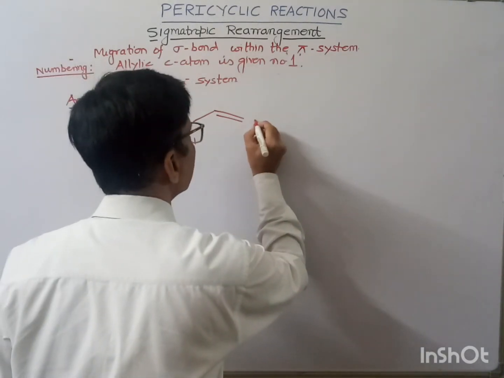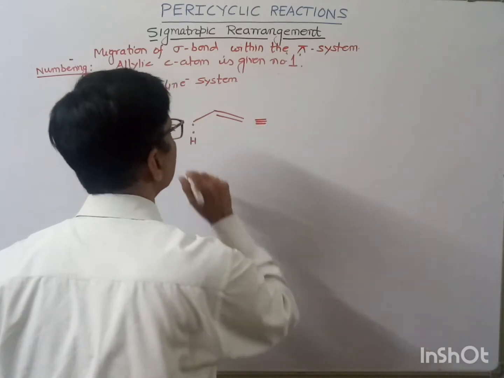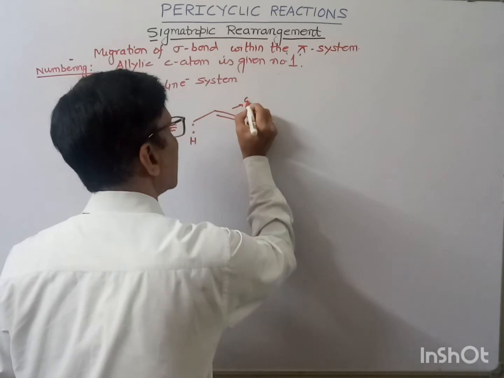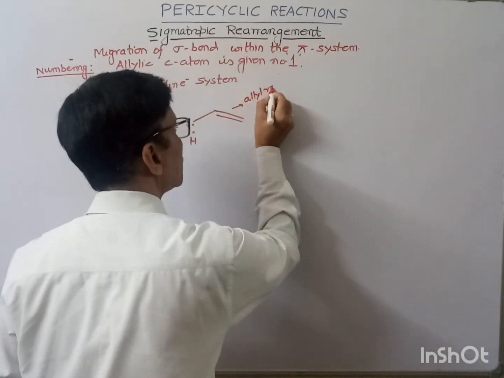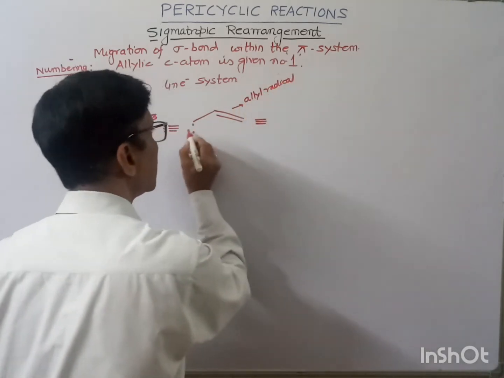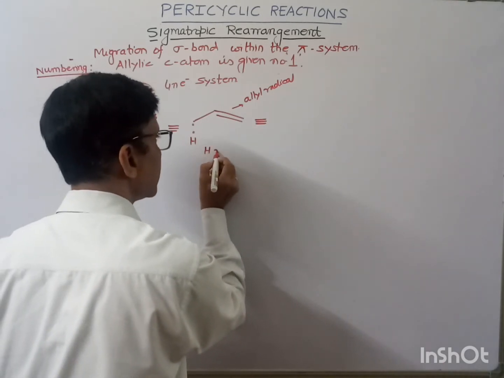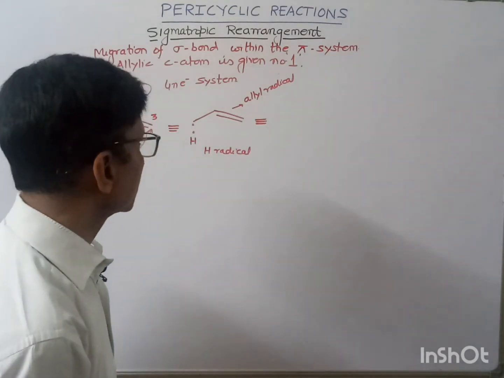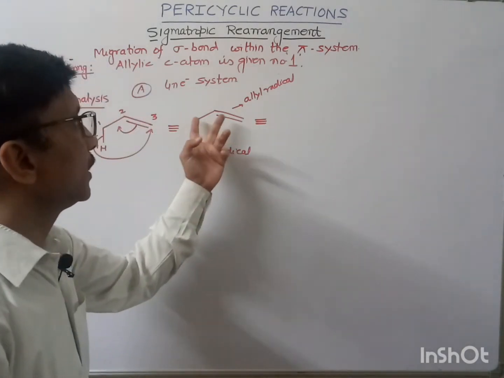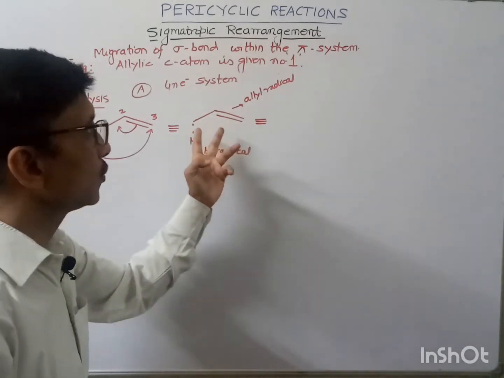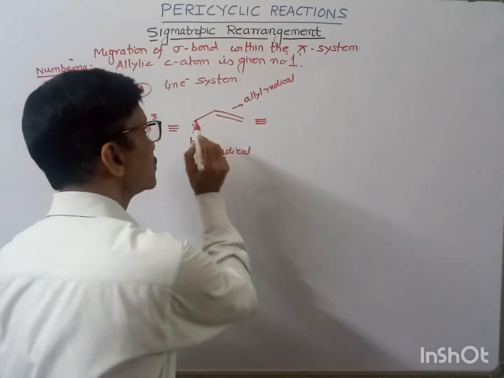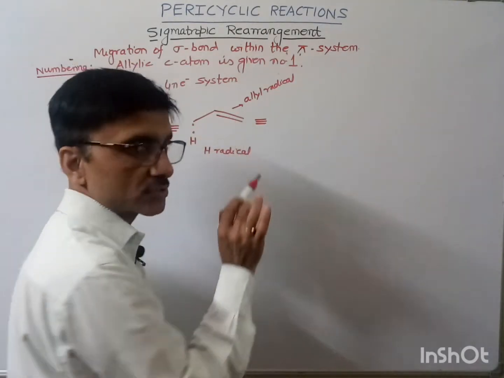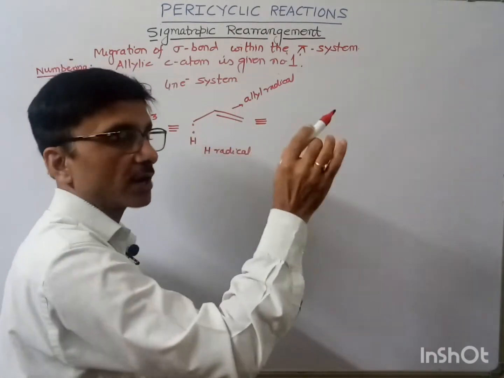Now in this case, suppose this is the allyl radical, and this is the H radical, or hydrogen radical. Now under thermal condition, what would be the HOMO for this allyl radical? We know that this is a 3 carbon system, and 3 electrons are involved.